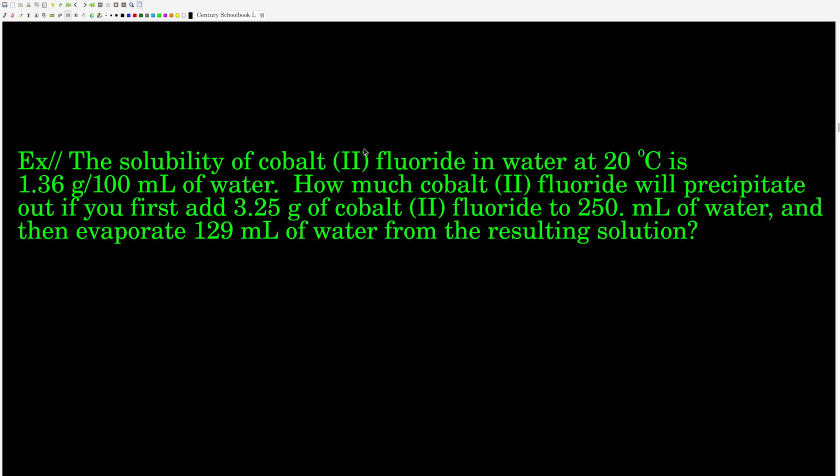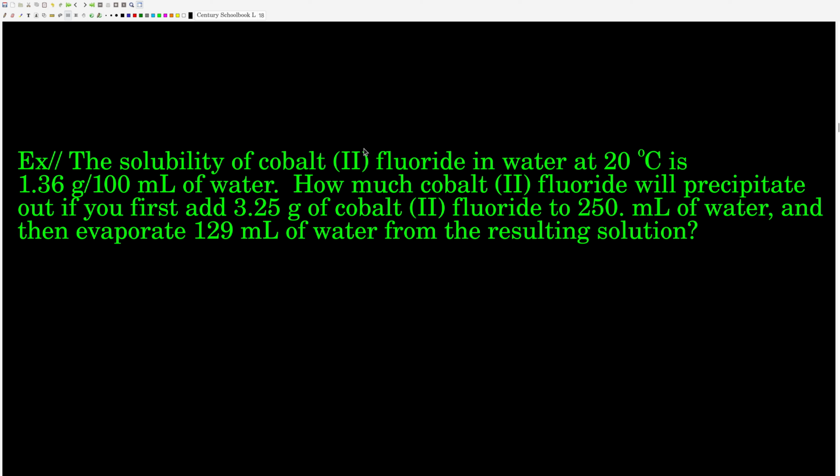So let's do an example. We're given the solubility of cobalt(II) fluoride in water at 20 Celsius, 1.36 grams per 100 mL, not per liter. We want to know how much cobalt(II) fluoride will precipitate out if we do this. We're going to take 250 mL of water and add 3.25 grams of cobalt(II) fluoride to it. First thing we're going to have to do is see if all that will actually dissolve. And then, once we do that, we're going to evaporate. So we're going to boil that solution, and we're going to evaporate 129 mL of water.